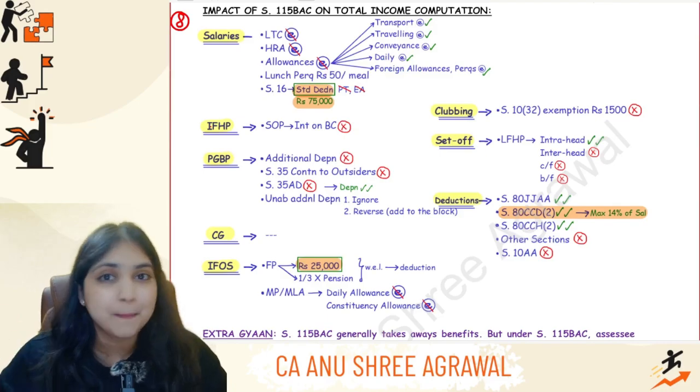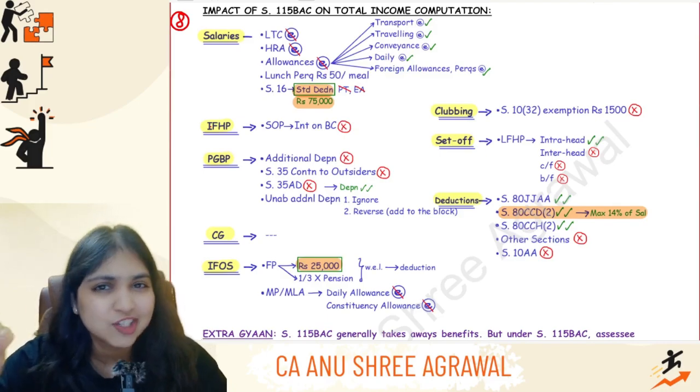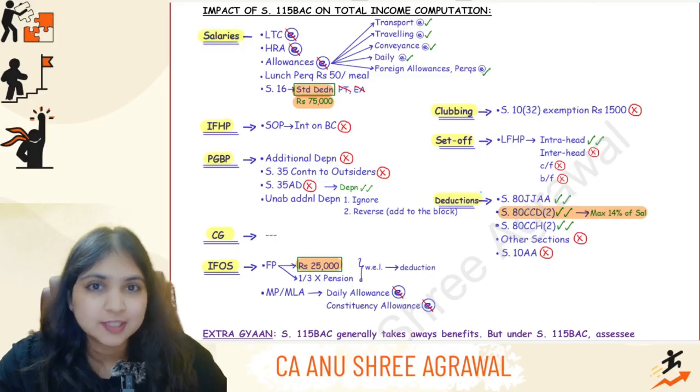Okay, then comes the main discussion in 115BAC. How will the total income computation change? Let's go point by point, chapter by chapter. First of all, let us talk about the salaries head. In the salaries head, 5 things will be impacted.